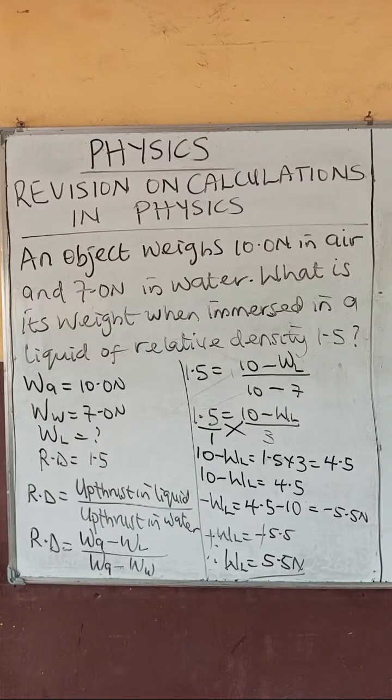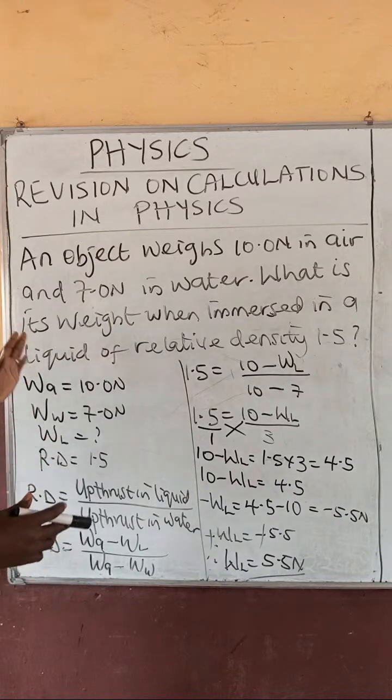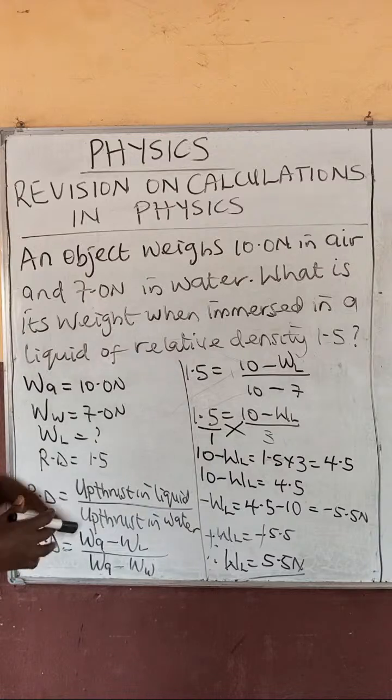All right, let me explain. The question says an object weighs 10.0 Newton in air and 7.0 Newton in water. What is its weight when immersed in a liquid of relative density 1.5? And what are we going to do first? By setting our parameters given.